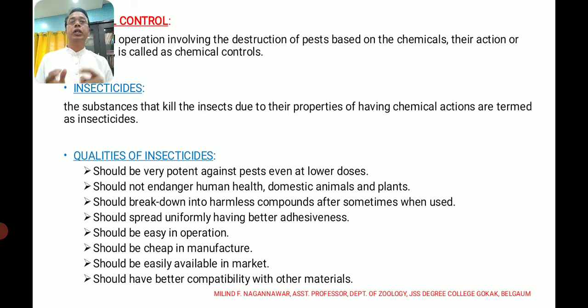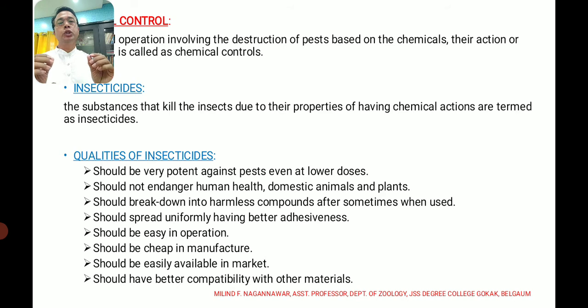It should not endanger human health, domestic animals and plants. We should take care that during the use of insecticides, it does not affect the human beings present around, the domestic animals and the other plants inhabiting the surrounding area. Is it clear? So that property should be present in the insecticide, that it should not endanger human health, domestic animals, as well as plants.